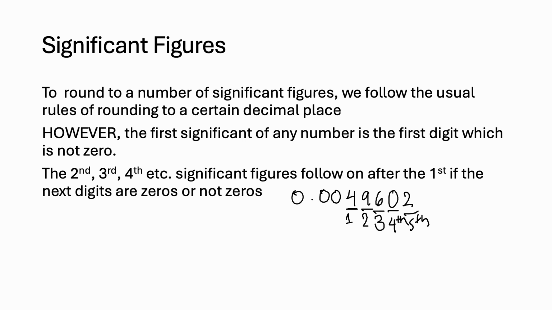So if there's a 0 next to the 4 or after the first significant figure, we count the zeros, but the first significant figure is not going to be a 0. So your first significant figure is going to be a non-zero. It's going to be a number greater than 0, essentially.